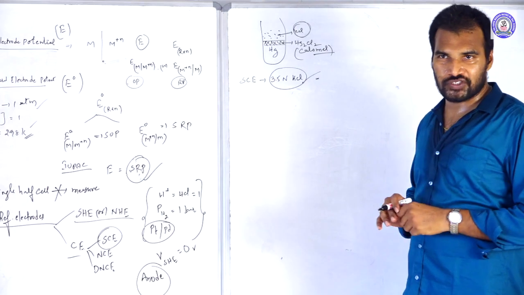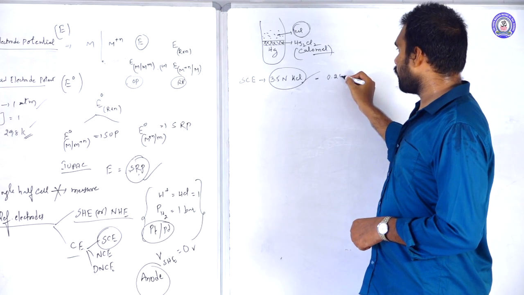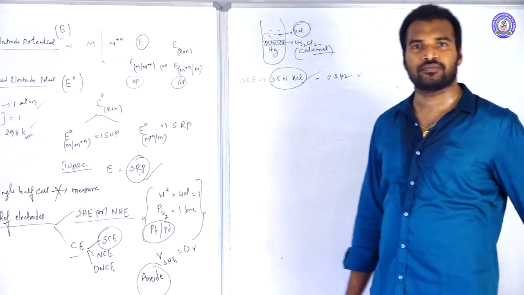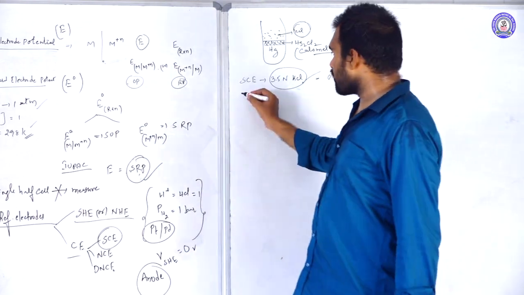And in this saturated calomel electrode, what is the voltage? It is not 0 volts. It is equal to 0.242 volts.